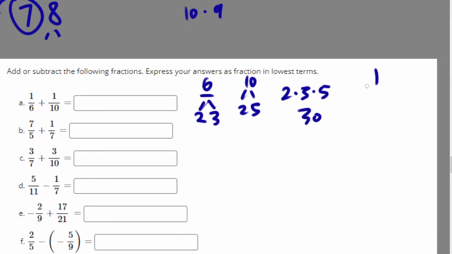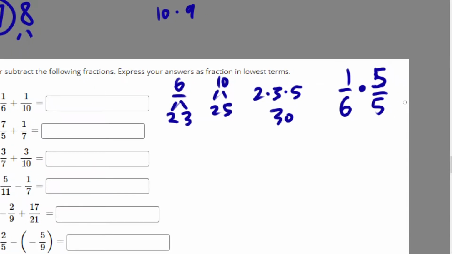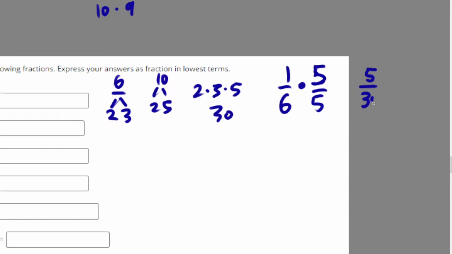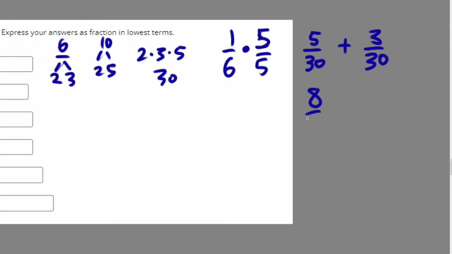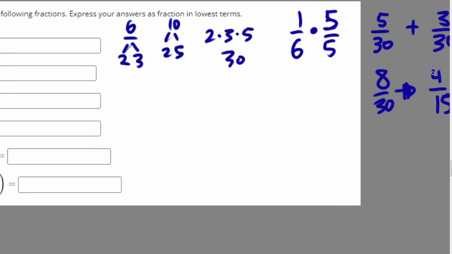So what can we times to 1 over 6 to get this denominator to equal 30? We can times 5 over 5. And we need to times by 5 over 5 because that means we're timesing by 1. And we're allowed to do that because timesing anything by 1 doesn't change the value. So that will give us 5 over 30, plus 3 over 30, because we can times by 3 over 3 to get 3 over 30. So then that will give us 8 over 30. That can be reduced further, we can divide that by 2, which gives us 4 over 15. That's our lowest one.